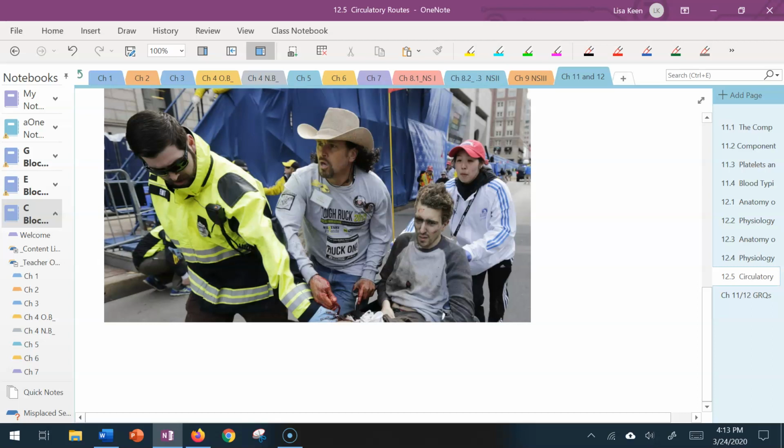Every time his left ventricle pumped, there would have just been a blast of blood squirting out of that femoral artery had he not grabbed it. So that guy ended up surviving. So that's the end of this chapter, and the test will be around the corner.